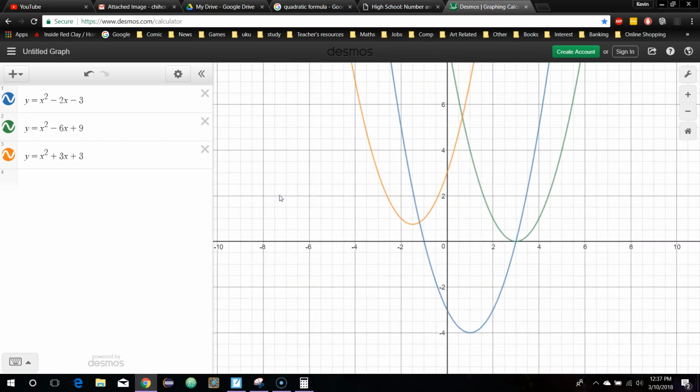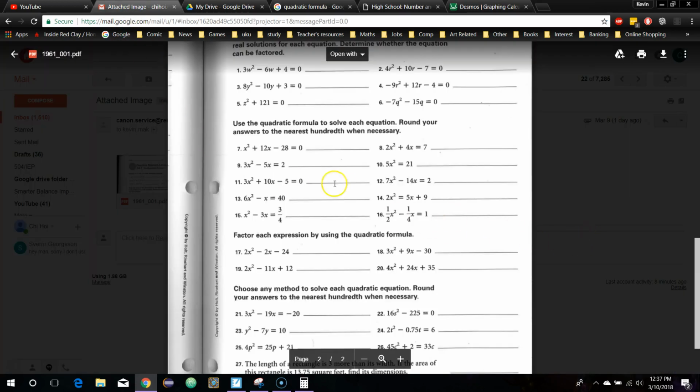So if you look at those 3 equations, the blue one is the very first equation, x squared minus 2x minus 3. The green one is x squared minus 6x plus 9, while the very last one is x squared plus 3x plus 3. All 3 of them look very similar, don't they? They all have this U shape going on. So just in case, let's look at more. I can just pick a random one from one of the worksheets that is for you guys.